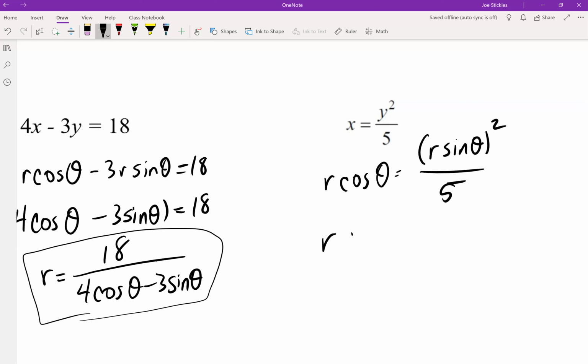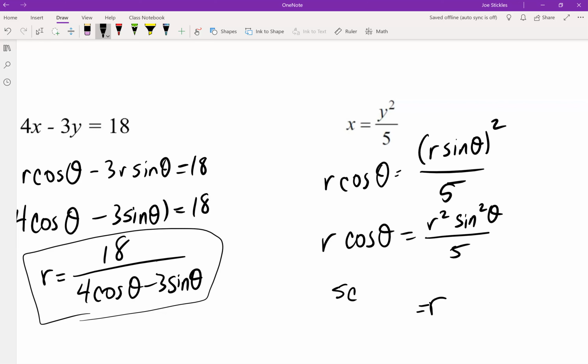So we get r cosine theta equals r squared sine squared theta over 5. I want to solve this for r. Well, if I solve this for r, I better divide both sides by r.